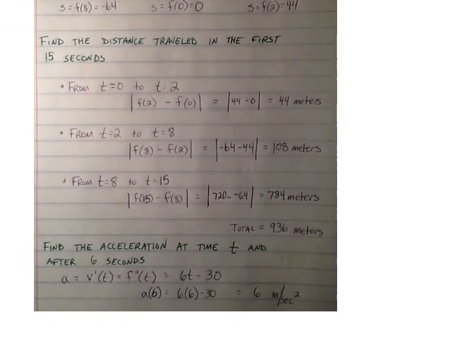And the last piece, it says find the acceleration at time t and after 6 seconds. So the acceleration is the derivative of our velocity function. We can take our velocity function, which is on the back page, 3t squared minus 30t. If we take the derivative of that, we get 6t minus 30. And if we want to know the acceleration after 6 seconds, we just plug 6 into our acceleration equation, and we get 6 meters per second squared.